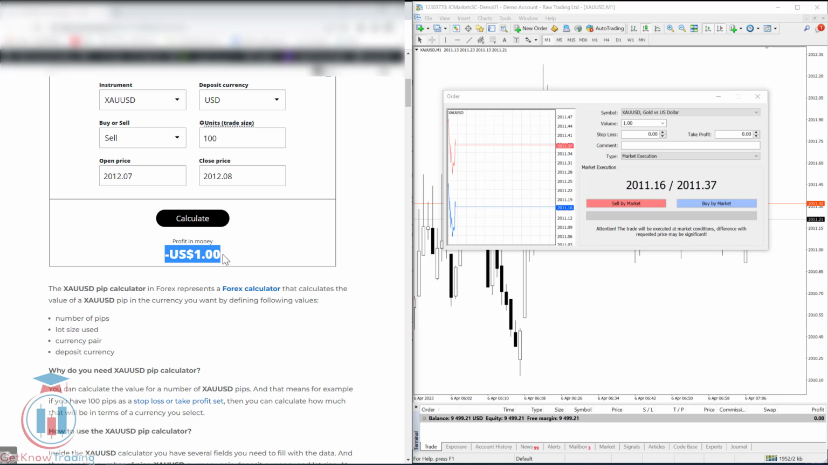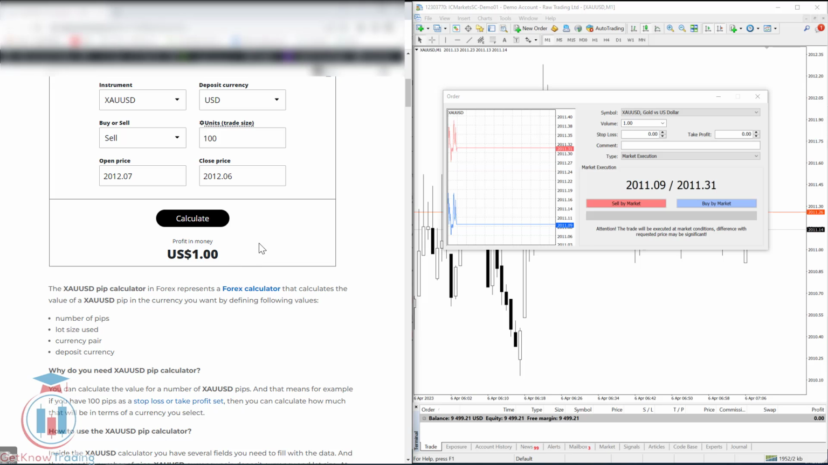The minus before that is because I have selected the sell order, which means the market price should fall from this value to another one. For example, let's put here 2012.06, just in case, so you can see the profit would be $1. It would not be in a minus. So the profit is positive.